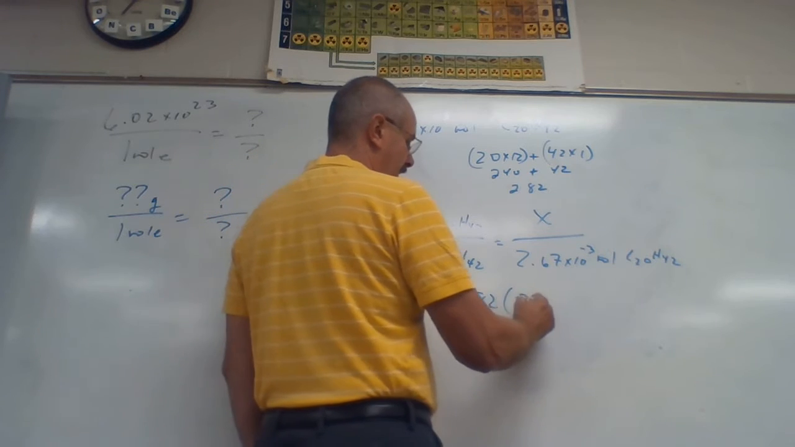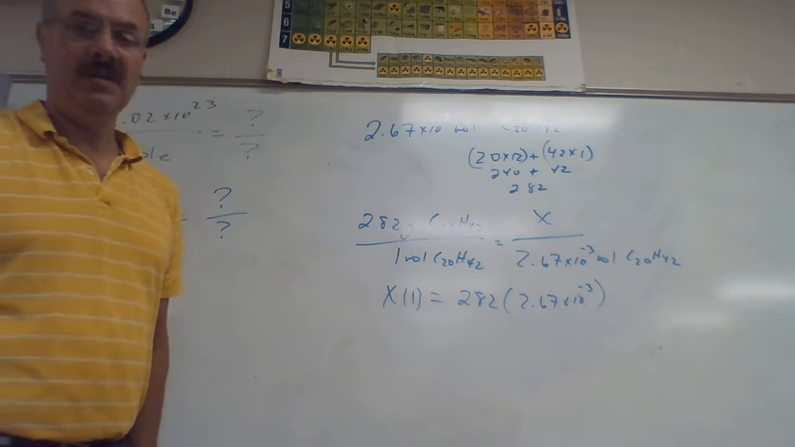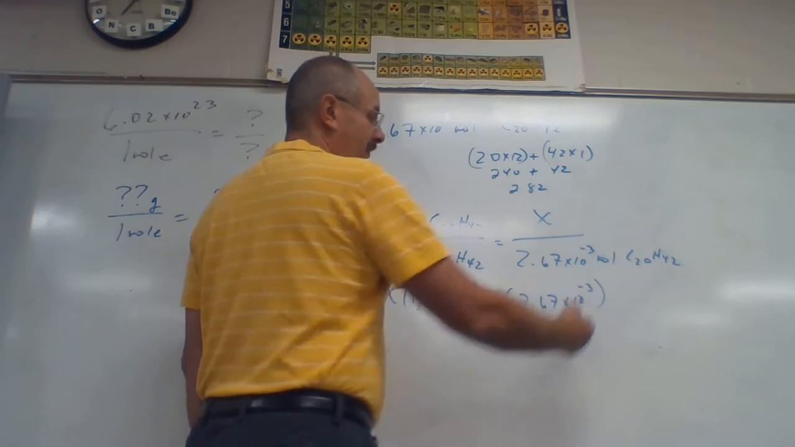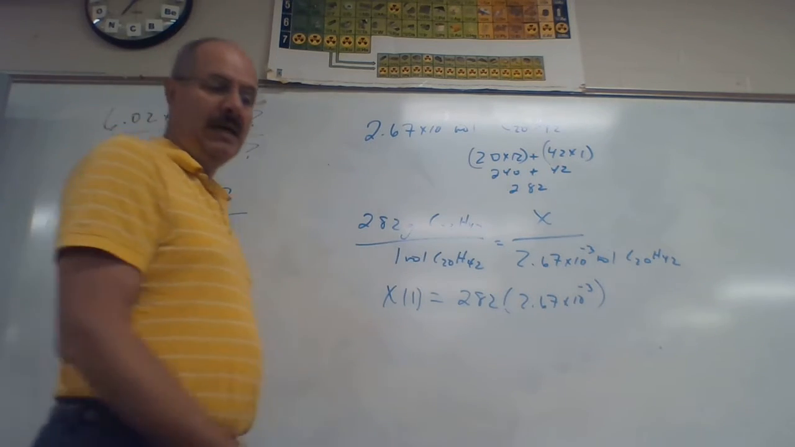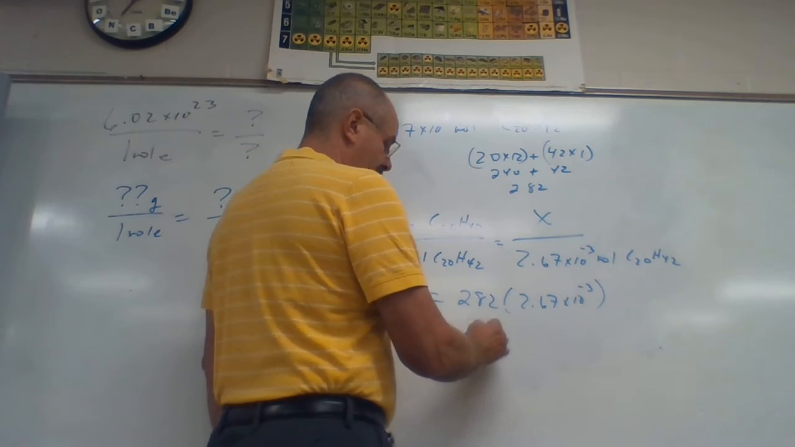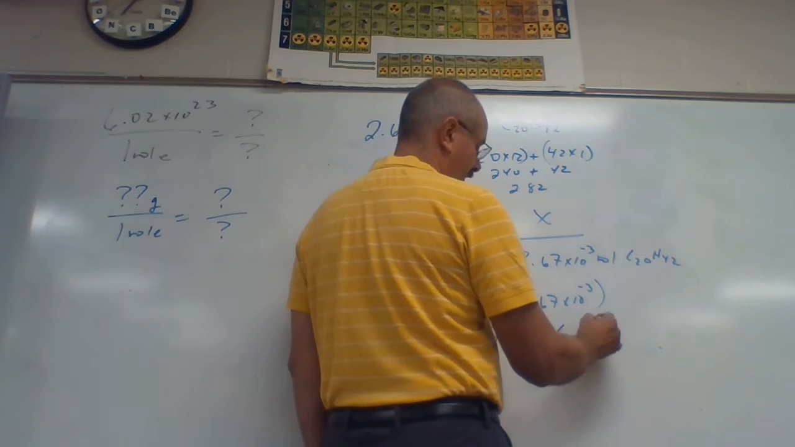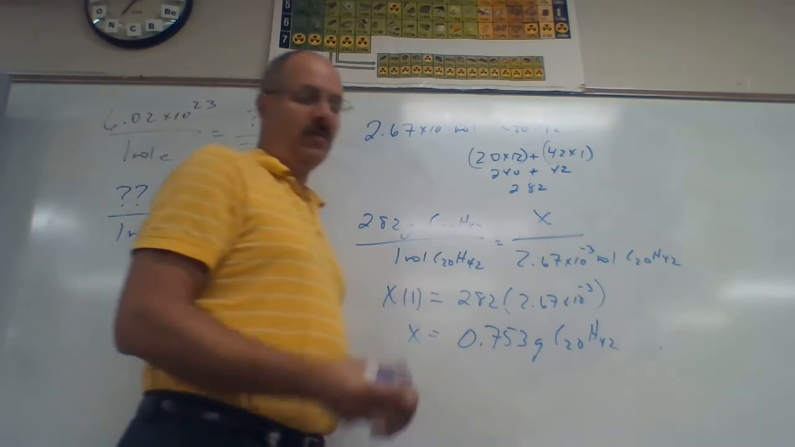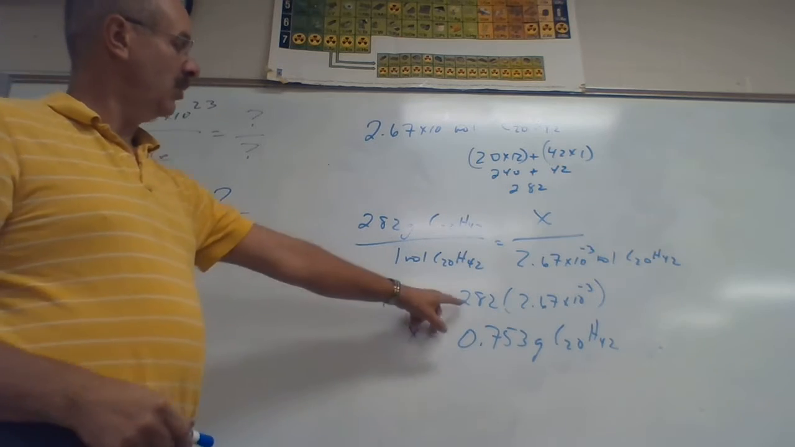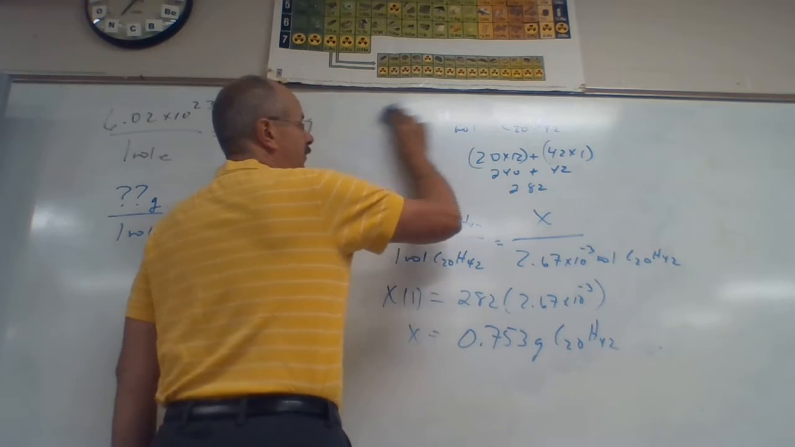So cross multiply, X times 1 equals 282 times 2.67 times 10 to the negative 3rd. Now we type this into our calculator, 282 times 2.67 exponent negative 3, and hit enter, and you'll get X equals 0.753 grams of C20H42. So a really small amount of grams because we have a really small number of moles. It's a very small amount of that 282 normally. All right, now we go on to letter C.